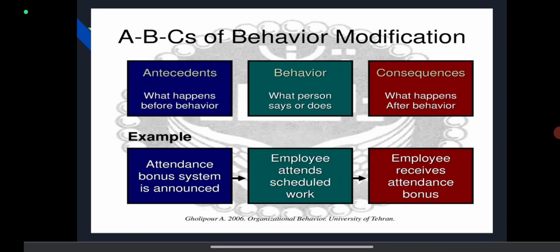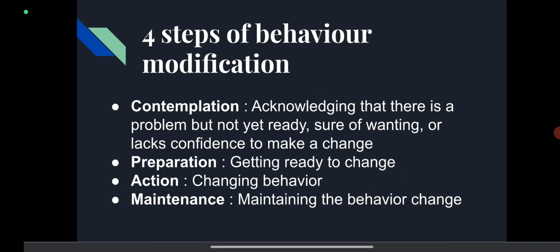ABCs of behavior modification. A stands for antecedents, B stands for behavior, and C stands for consequences. Antecedents, it is what happens before a behavior. For example, attendance bonus system is announced. Behavior is what a person says or does. For example, employee attends scheduled work. Consequences, what happens after behavior. Example, employee receives attendance bonus.